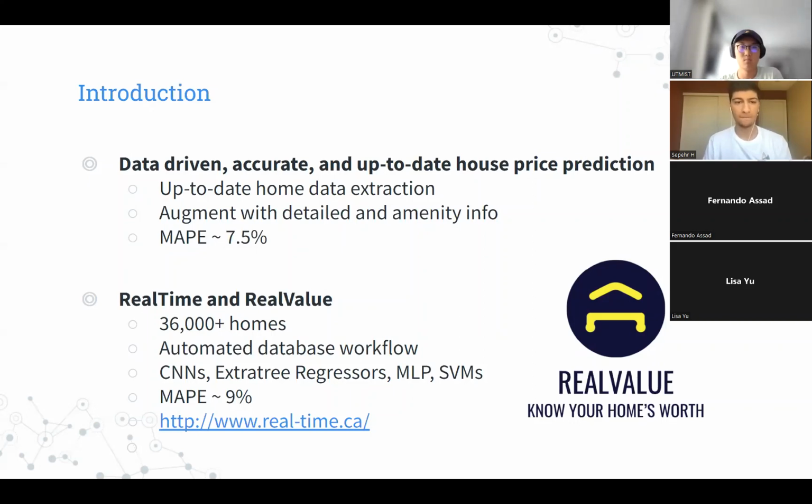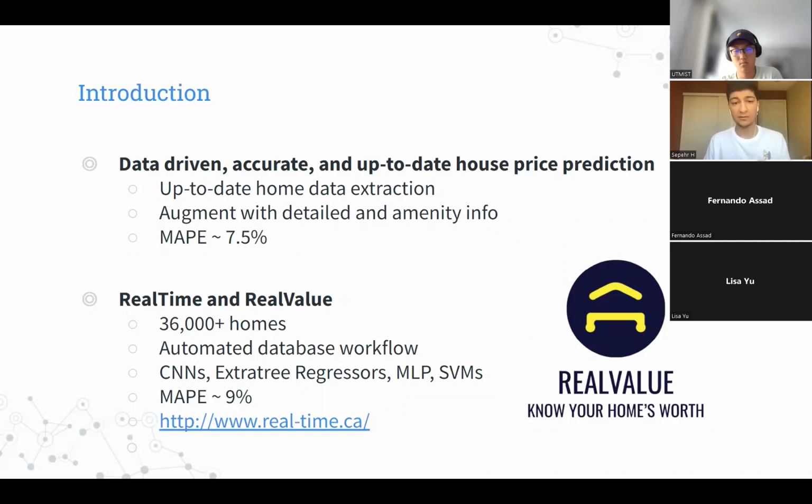And for those who don't know, MAPE is mean absolute percentage error, and that's our main metric for performance right now. Just to give some quick background on how we started, this is actually the third iteration of the project. This project began 3 years ago. It was called Real Value at the time. In Real Value, we manually constructed our database with around 500 homes, and it was very limited. And we achieved a MAPE of 15%. Last year, we changed the project from Real Value to Real Time, and we strongly built upon the performance.